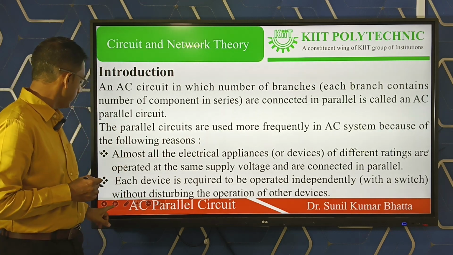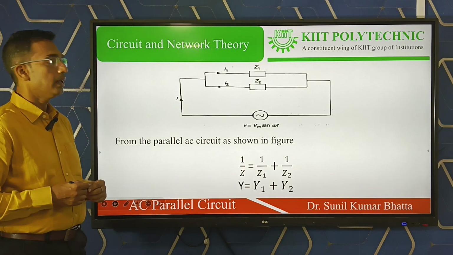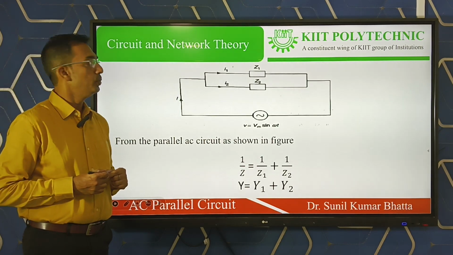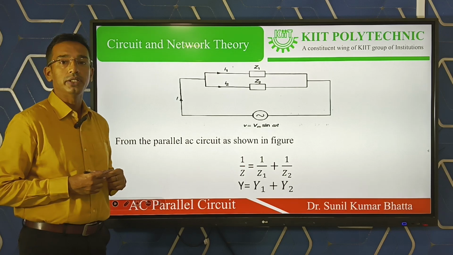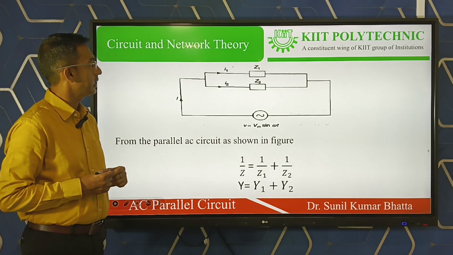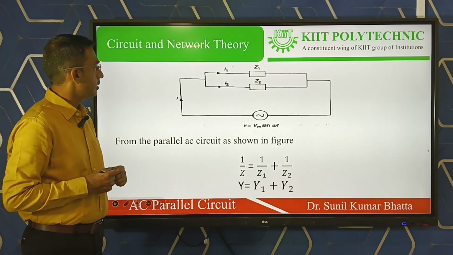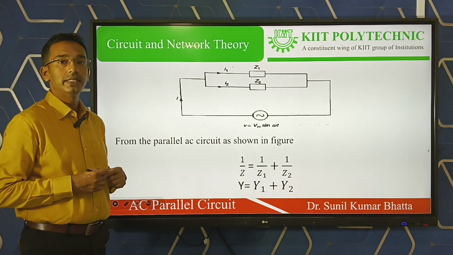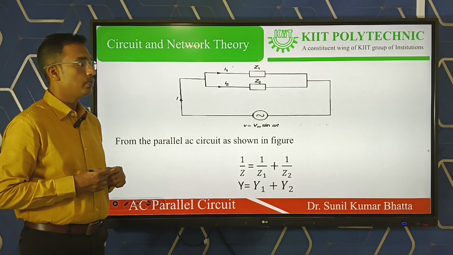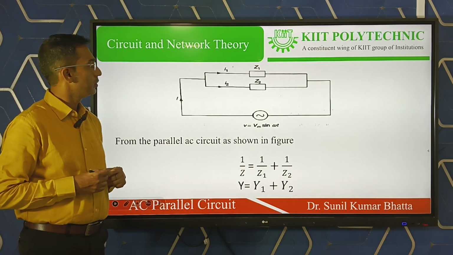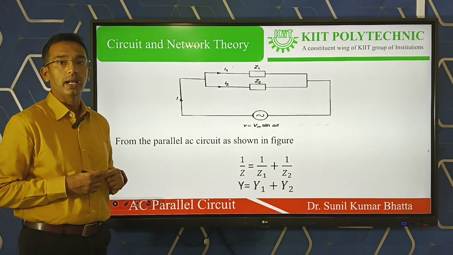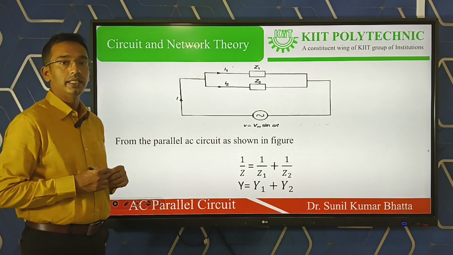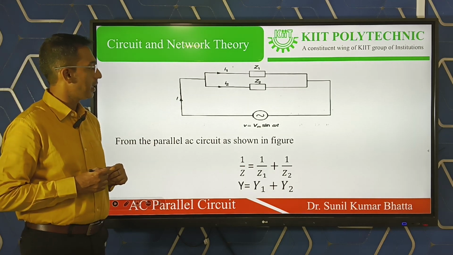Coming to the next slide. Here we can see two impedances Z1 and Z2. These two branches are connected in parallel. The main supply current I is flowing, current I1 is flowing in the Z1 branch, and current I2 is flowing in the Z2 branch. So Z1 and Z2 are connected in parallel. The figure shown is a parallel circuit.